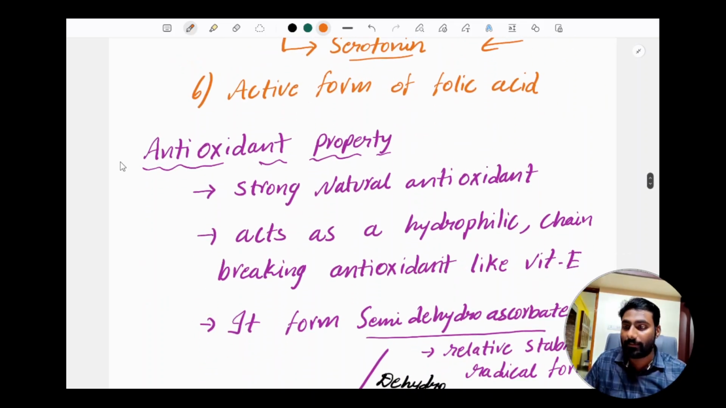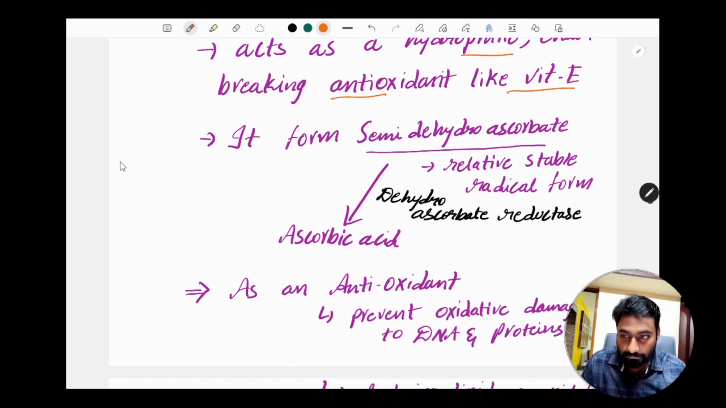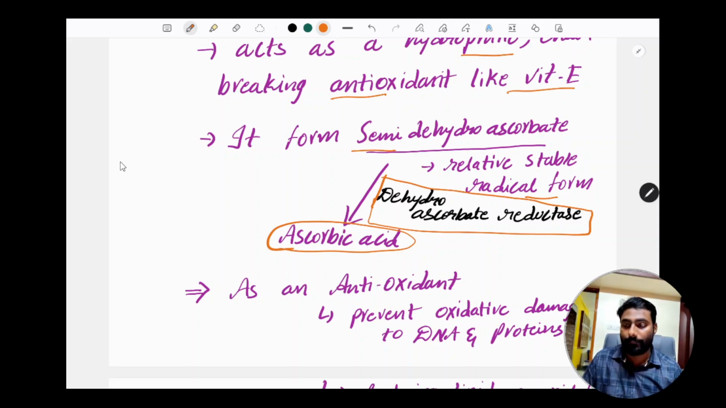Now we will see the antioxidant property of vitamin C. It is a strong natural antioxidant. It acts similar to vitamin E, as a chain breaking antioxidant. Whenever it gives up electrons, it is converted into semidehydroascorbate, which is a relatively stable radical form. Later ascorbic acid gets replenished with the help of the enzyme dehydroascorbate reductase.